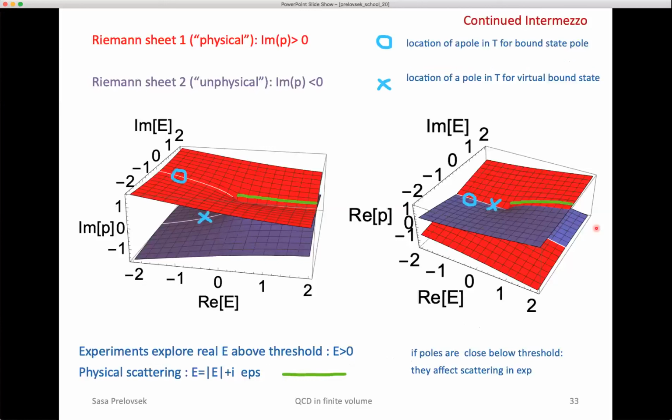Now let's see. We said that the bound state pole is a pole on the real axis at negative energy on Riemann sheet one, which is red. So a pole here. It's below threshold on the real axis on Riemann sheet one. This is this circle. Well, the physical scattering in experiment is done above threshold.